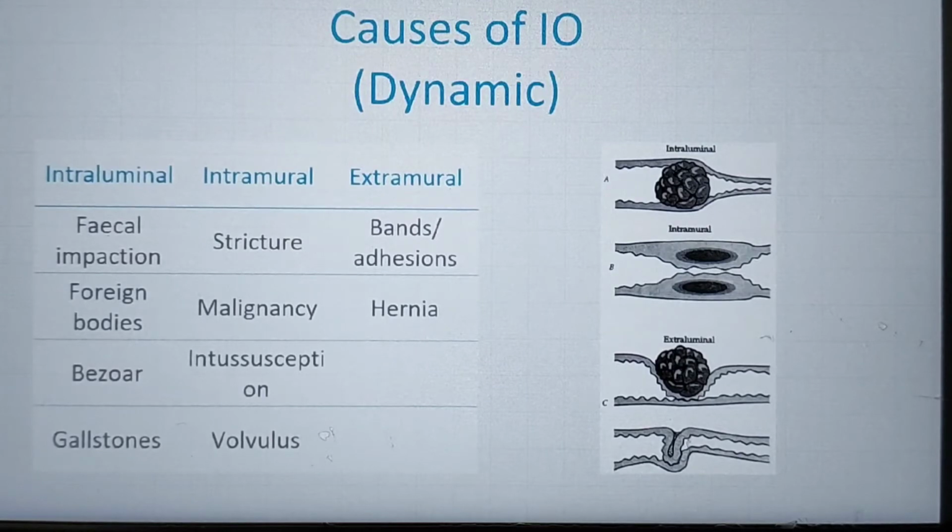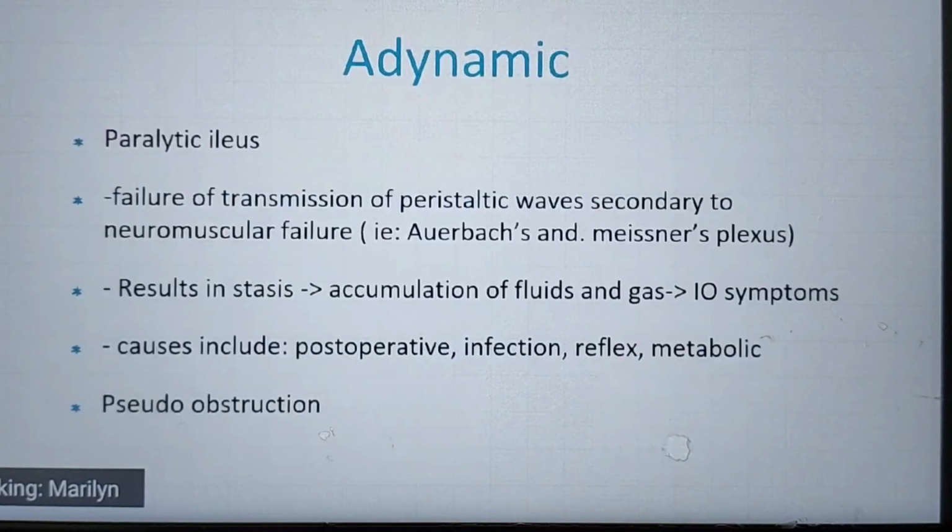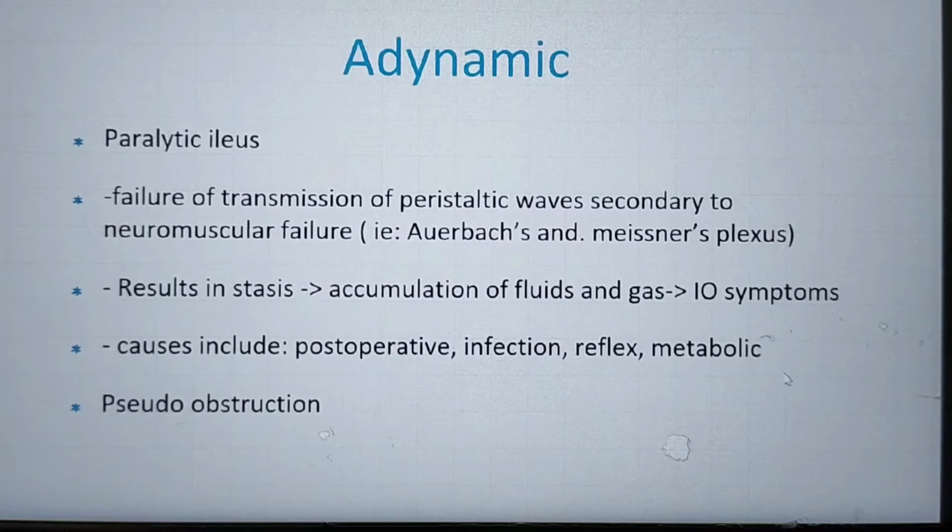For adynamic or functional bowel obstruction, the 2 main causes are paralytic ileus and pseudo-obstruction. In paralytic ileus, there is failure of transmission of peristaltic waves secondary to neuromuscular failure, which will end up in obstruction symptoms. The causes of paralytic ileus can include post-operative causes, infection, reflexes, and also metabolic causes.